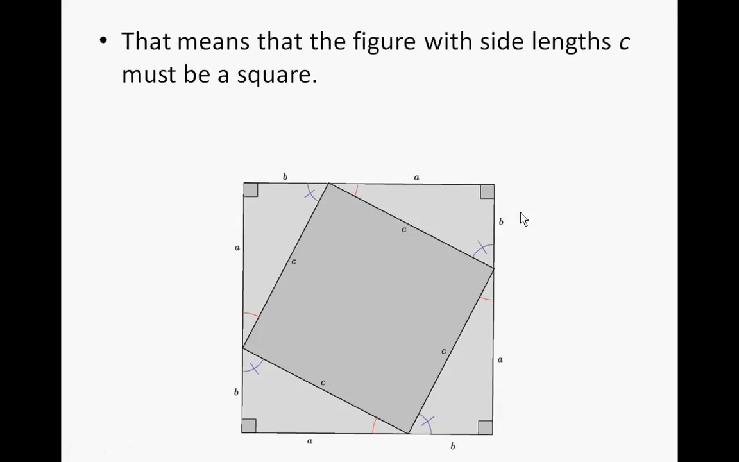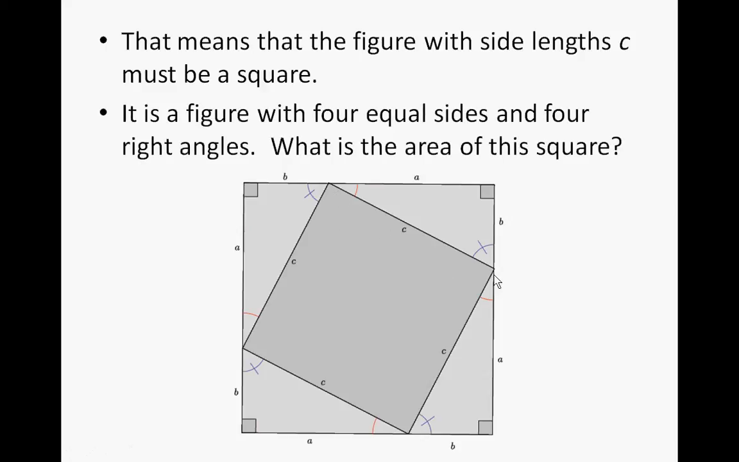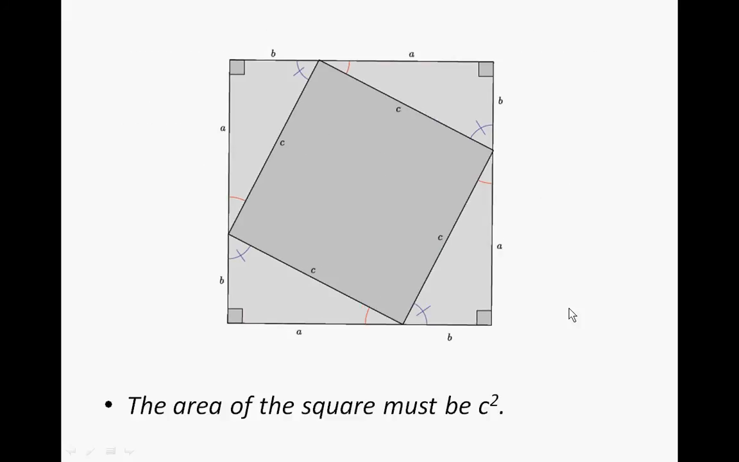So that means the figure with the side length of C must be a square, because it has four equal sides, C, C, C, and C, and it has four 90-degree angles. This is 90, this would be 90, this one would be 90, and this one. So, if that's the case, then what is the area of the inside square? Well, if it's side times side, then that means it has to be C squared.